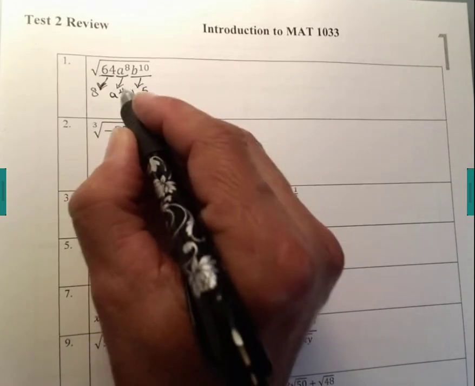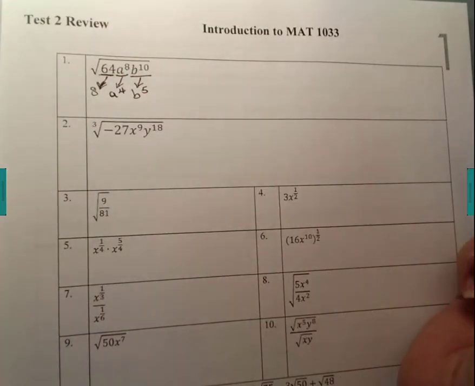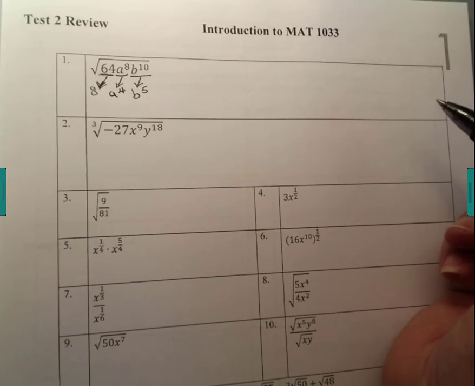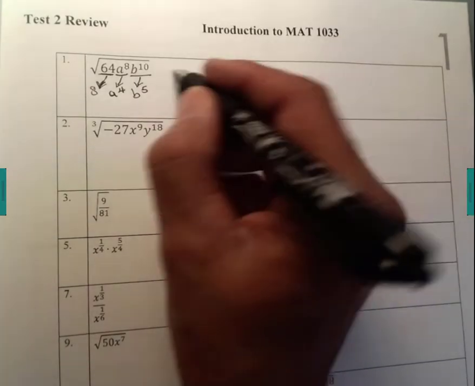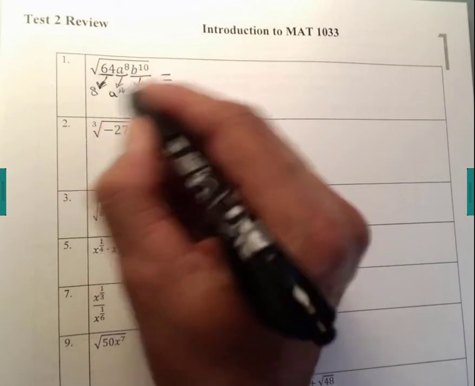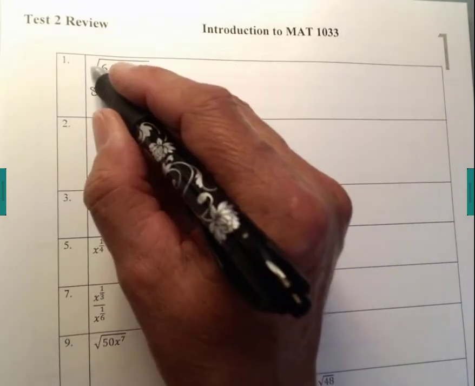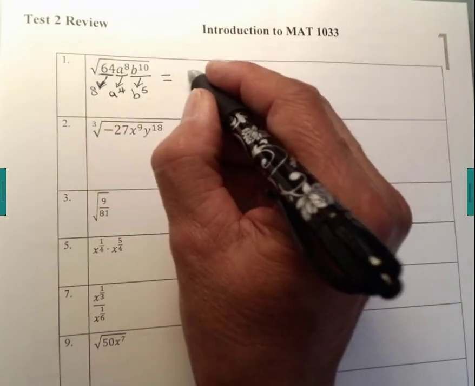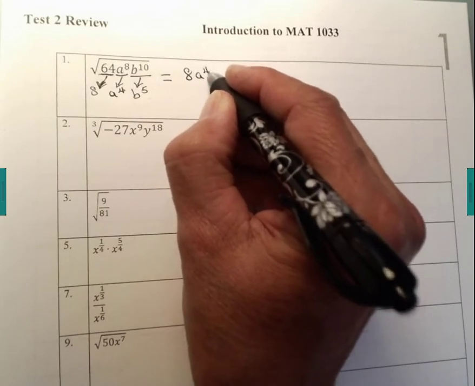Now that only works for exponents. For numbers, we have to find the perfect square, if it is a perfect square, or we have to find the perfect squares within it. When I finish with this, I don't have anything left under the radical, so the square root sign is gone. All I have is 8, a to the 4th, b to the 5th.